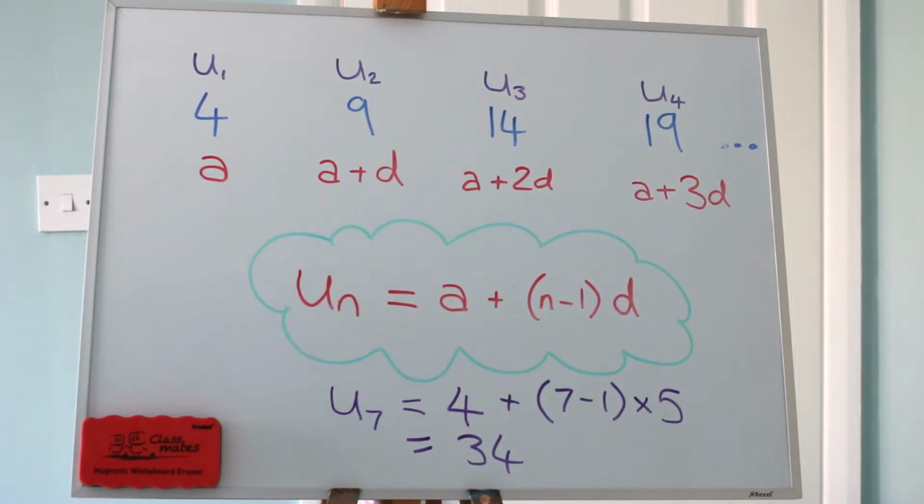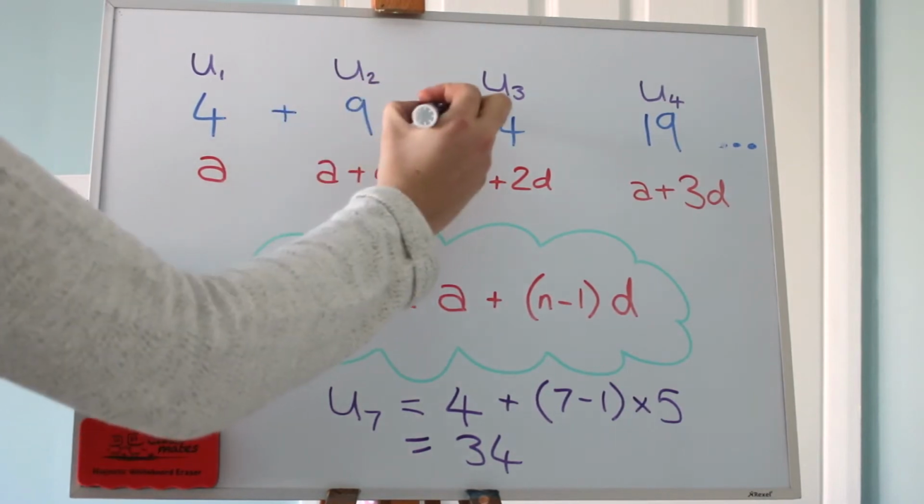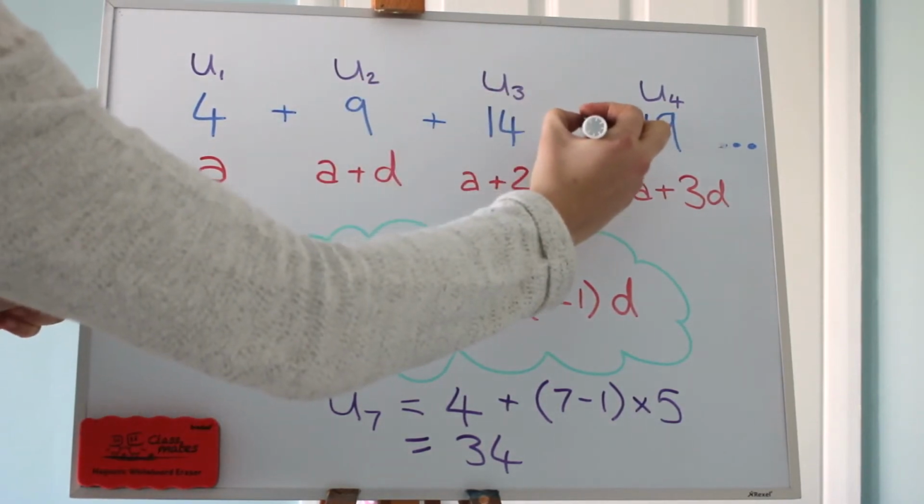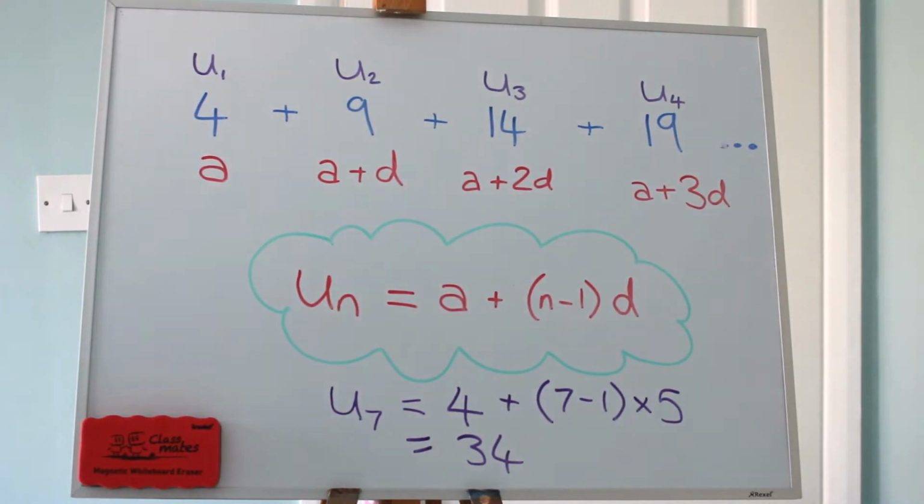So for arithmetic sequences, you do need to know this general term, and you also need to know how to add up a certain number of terms in the sequence. So that gives you what's called an arithmetic series when you're adding all of them. So say you want to find the sum of the first 5 terms of this sequence. We'll look at how to do that now. I'm going to show you how to get the formula for that.